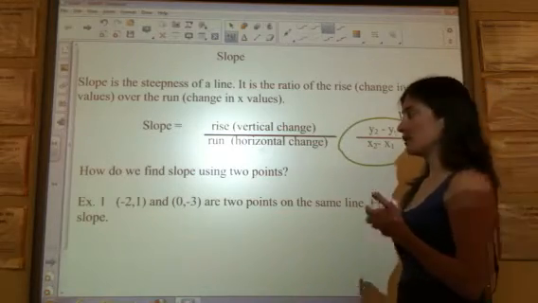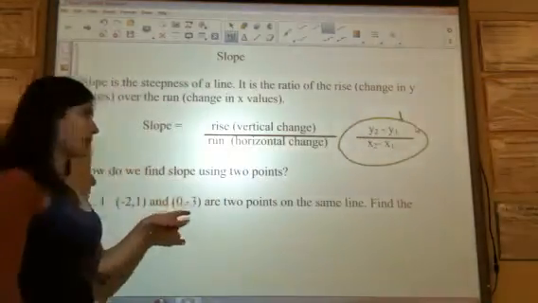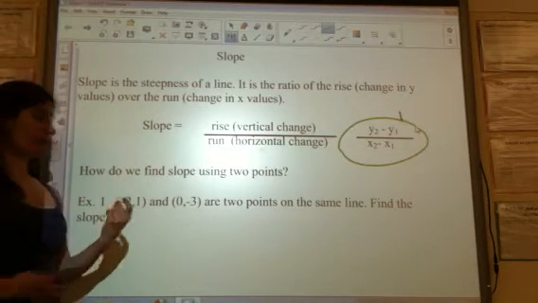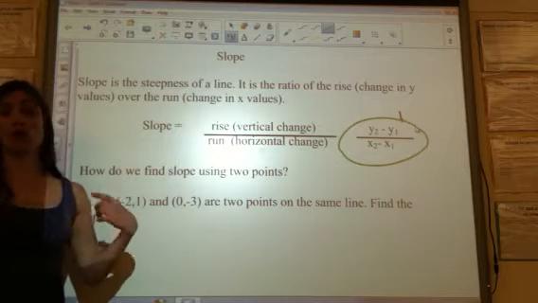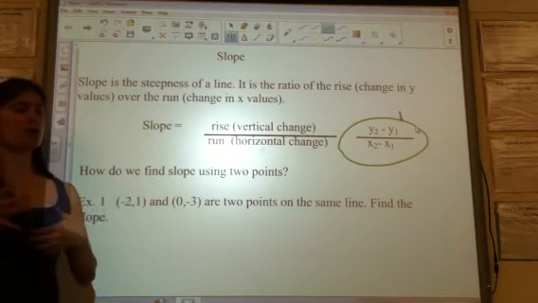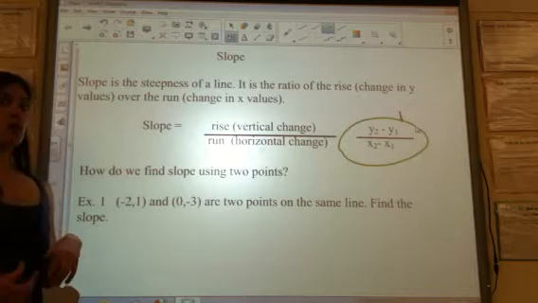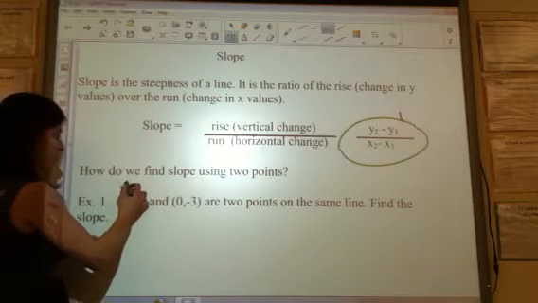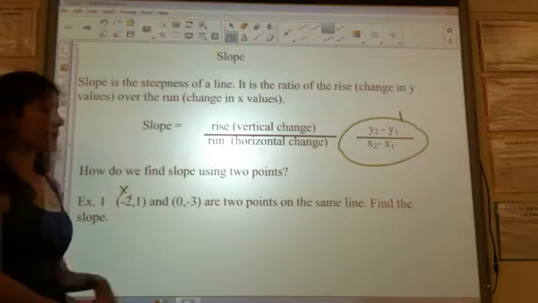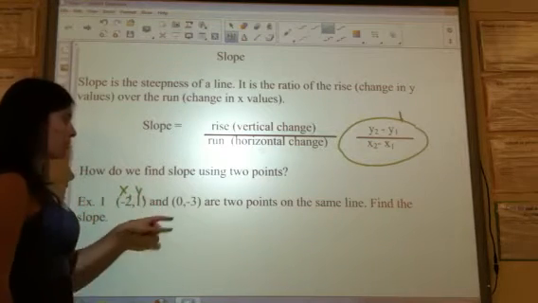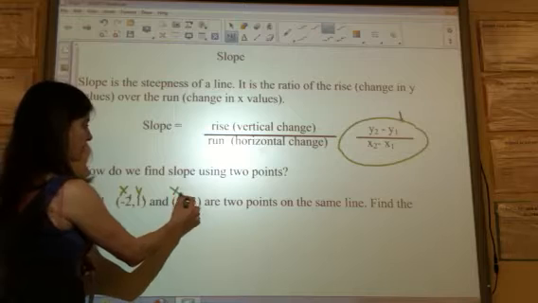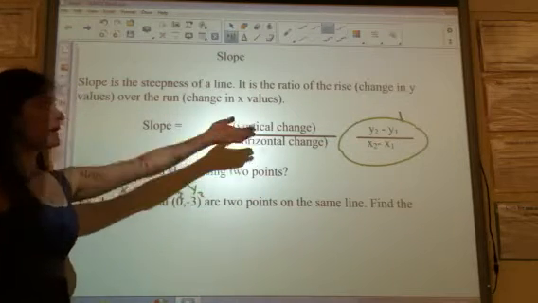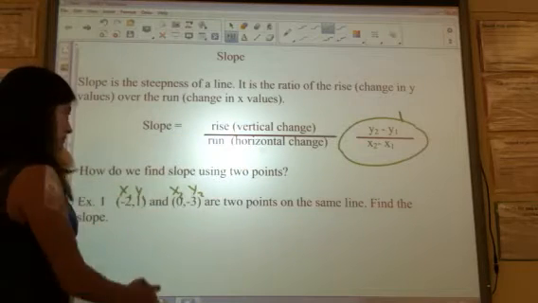So if we go to -2, 1 and 0, -3, you're all going to pick one point that you're going to call point number 1 and one point that you're going to call point number 2. I don't care which one you call point 1 and point 2, but you're going to label them. So this is my x value in point 1, and this is my y value in point 1. This is my x value in point 2, so I'm going to call it x2, and this is my y value. And then I just end up plugging it into that formula.